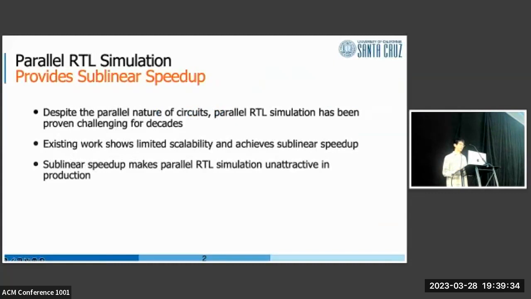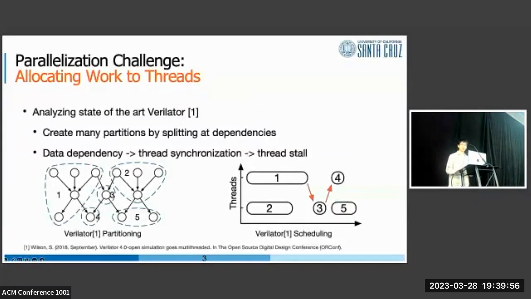However, despite the parallel nature of circuits, parallel RTL simulation has been proving challenging for decades. Existing work shows limited scalability and achieves only sublinear speedup. The sublinear speedup makes parallel RTL simulation unattractive in production environments as it would reduce overall simulation throughput. So we identify the challenge of parallel RTL simulation as work allocation. In this work, we choose the state-of-the-art open source simulator Verilator as an example.